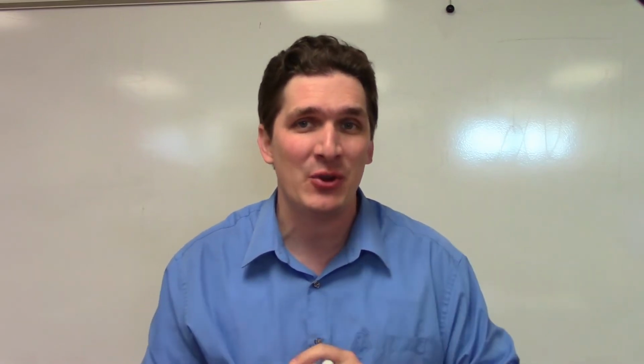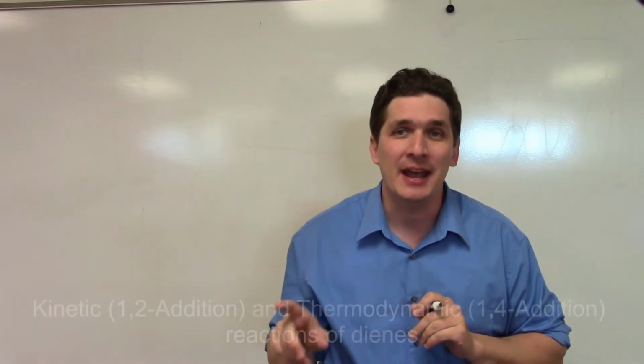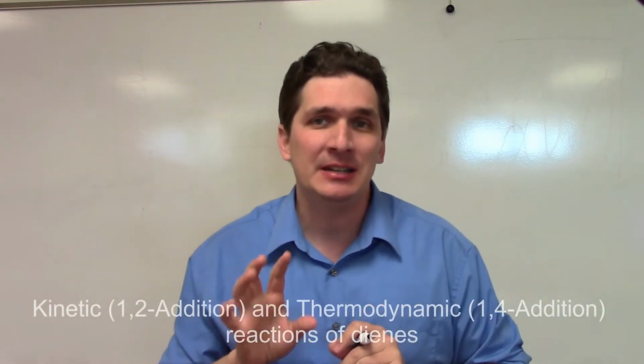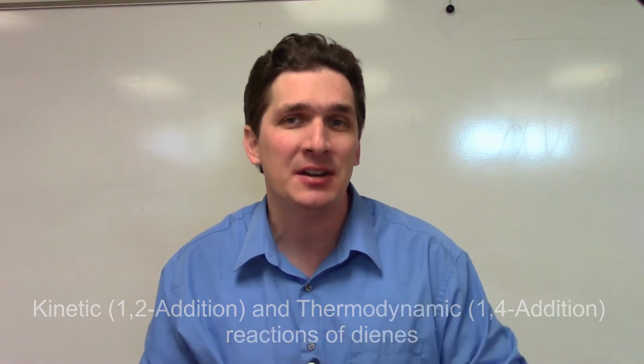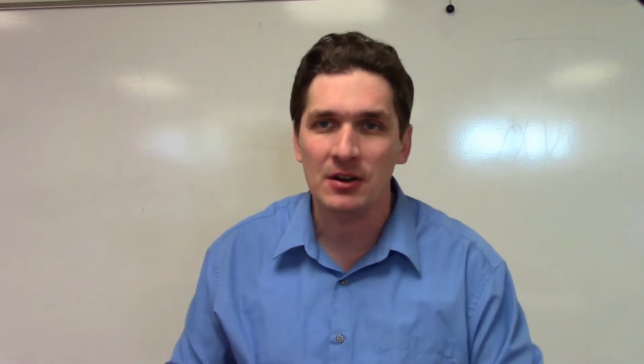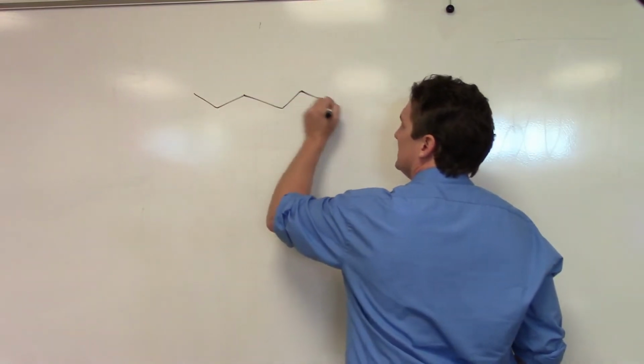Now, I'm still going to talk about thermodynamic and kinetic, but we're also going to approach it from the 1,2 and 1,4 addition. And the thing about thermodynamic and kinetic, the 1,2 and the 1,4 is the easiest to see, but we do need to talk about why they are called what they are. So let's say I have a conjugated diene.